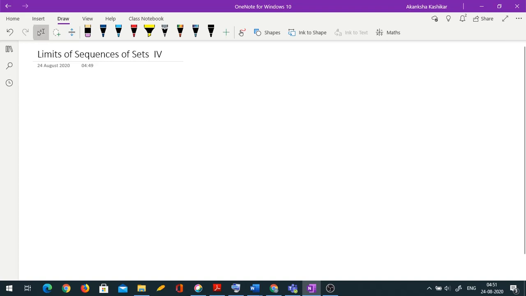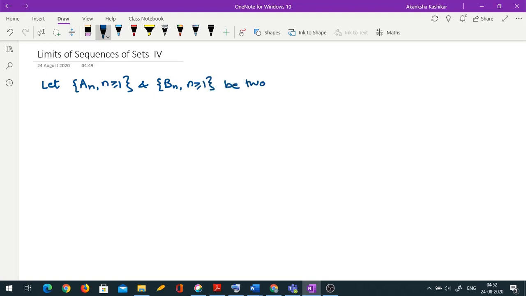Good morning, everyone. So, we are continuing with our discussion about sequences of sets. Let me start with another example. Let An and Bn be two sequences of sets.